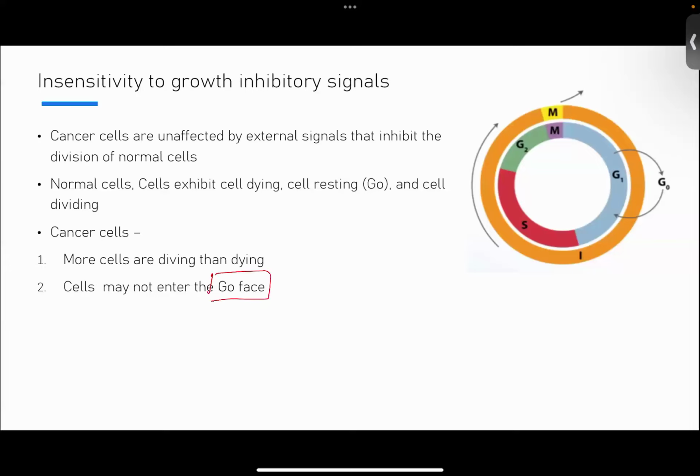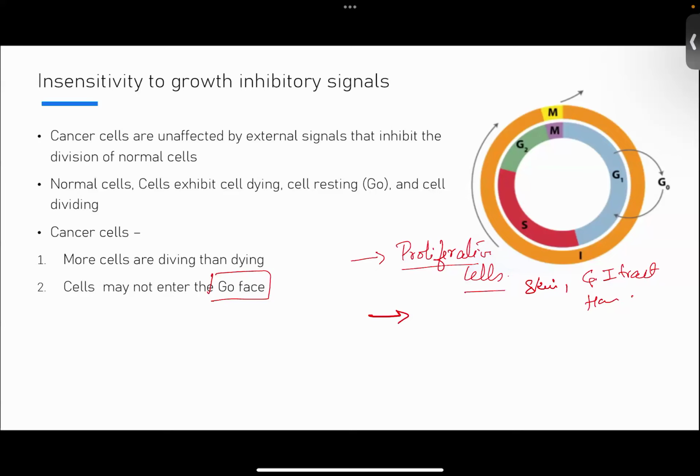Cells may not go to the G naught phase. There are basically three types of cells. One is proliferative cells, which go on dividing. We can also call them labile cells, like the cells of our skin, the GI tract, or hematopoietic stem cells. Division and proliferation happen continuously. The cell goes through G1, S, G2, prophase, metaphase, anaphase, telophase. It's continuously growing.